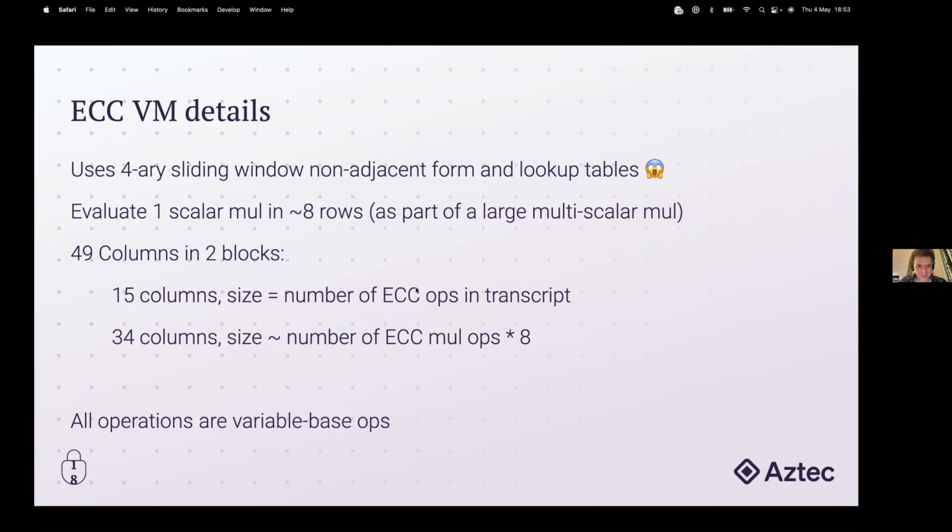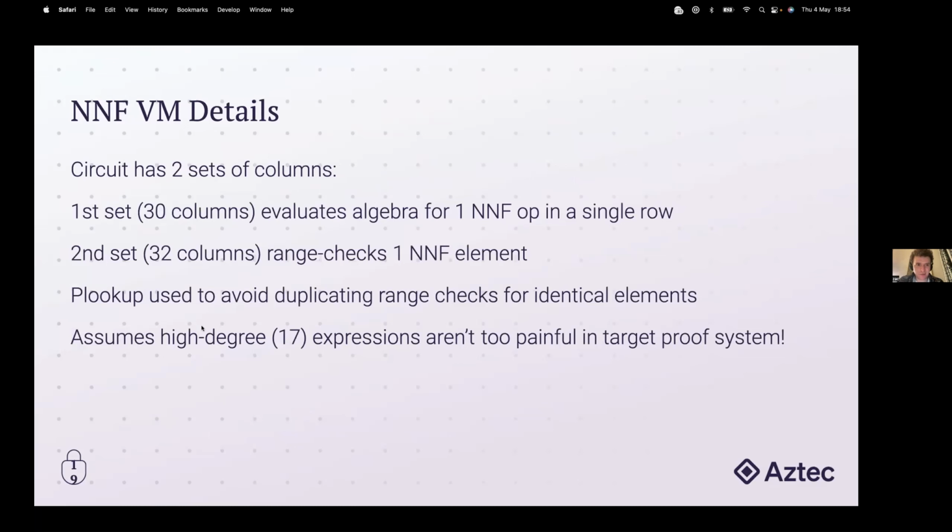Absolutely. And by the way, oh yeah, this isn't 49 columns, it's 70 columns, at least. 70 columns, 8 rows. What really matters is the overall area of your circuit, and that area is very tiny to do a variable-base scalar mul. So it beats the multiple tens of thousands you require for non-native field, non-native scalar multiplications. Yeah, so that's the rough idea for the zk virtual machine.